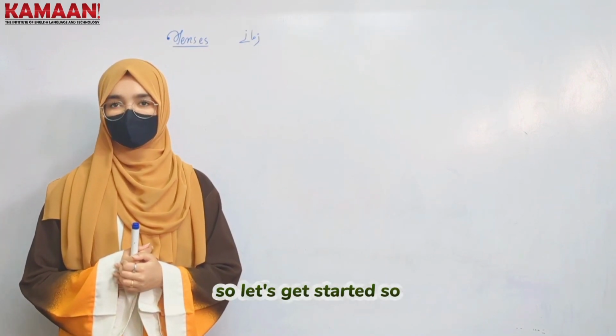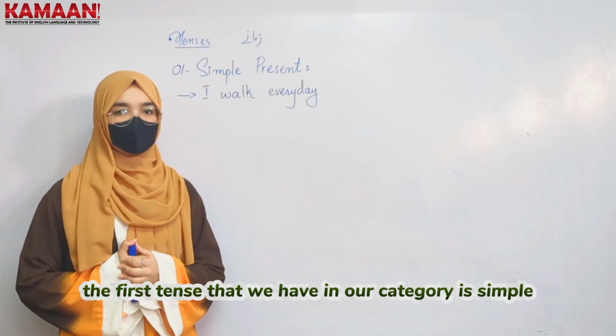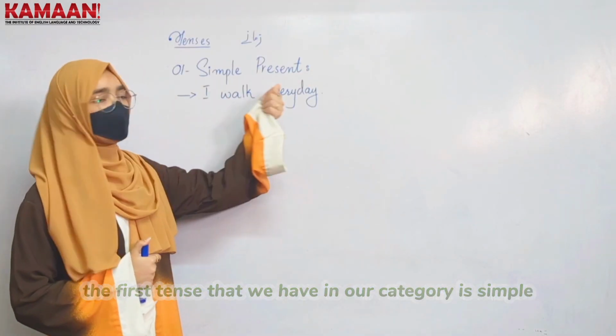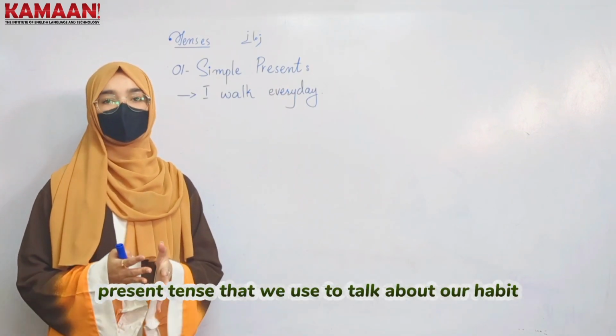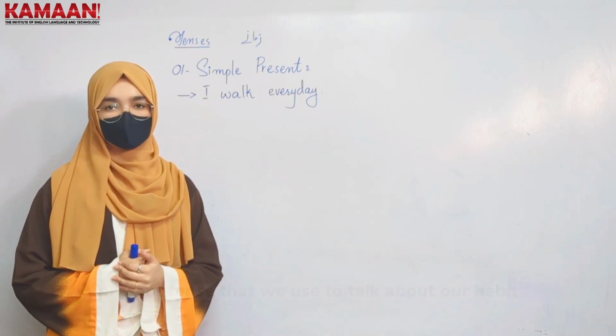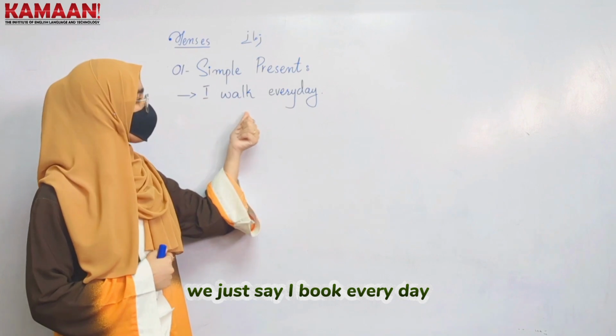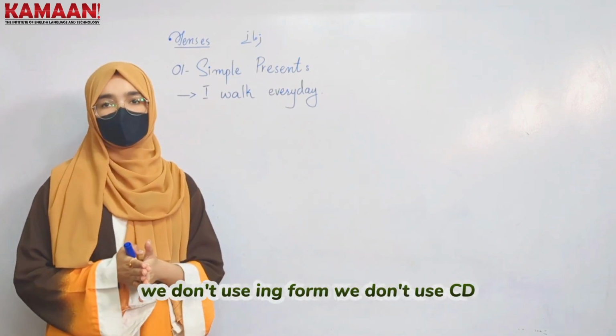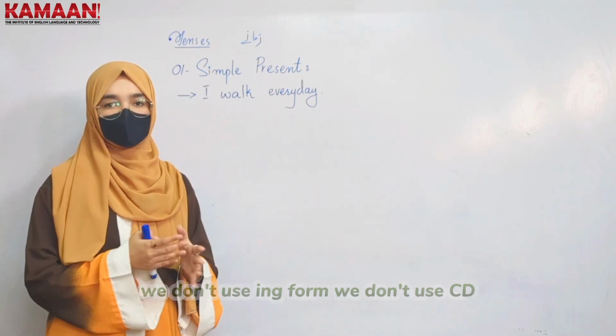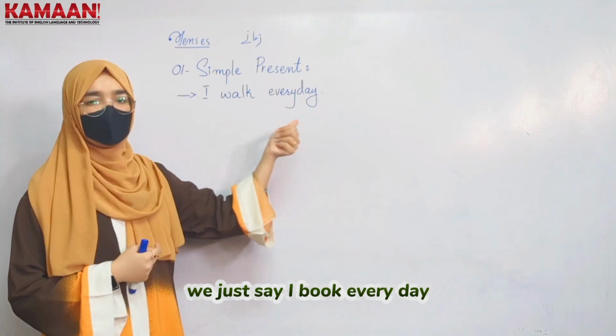So the first tense that we have in our category is simple present tense, which we use to talk about our habits. We just say, I walk every day. We don't use the ing form, we don't use ed. We just say, I walk every day.